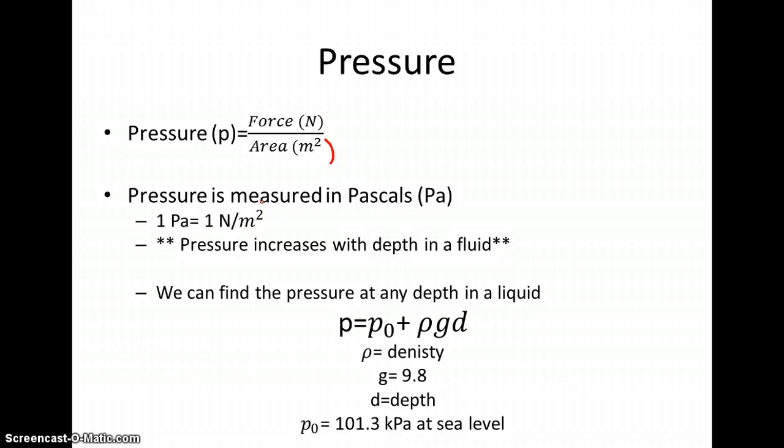The SI unit for pressure is pascals, and we're going to revisit this idea here in a second. But pascals is really easy because 1 pascal is equal to 1 newton per meter squared. And so it works out directly with the SI units for force and area.